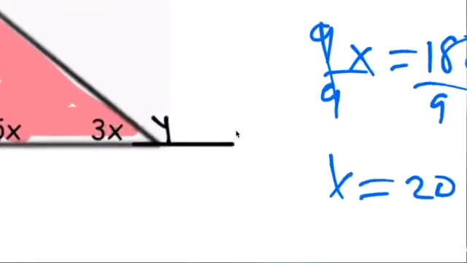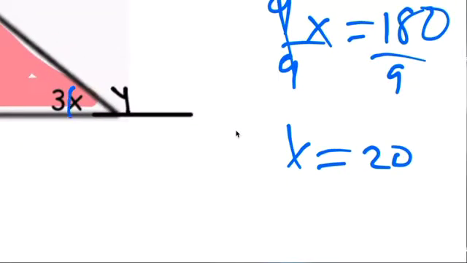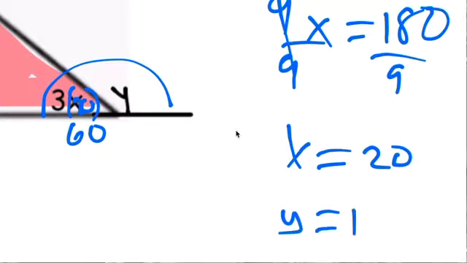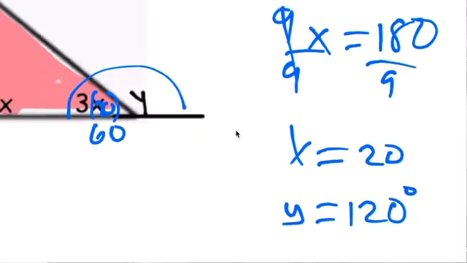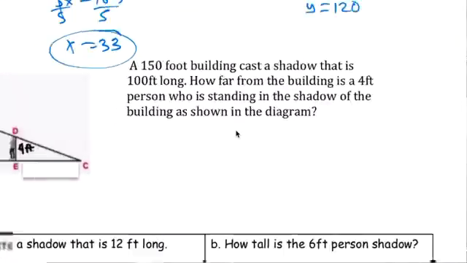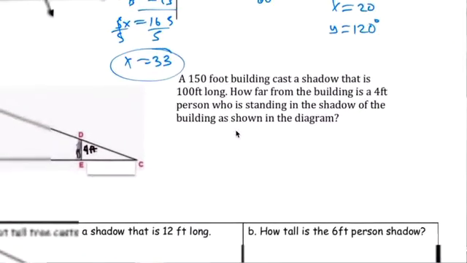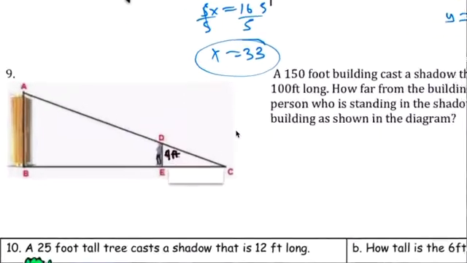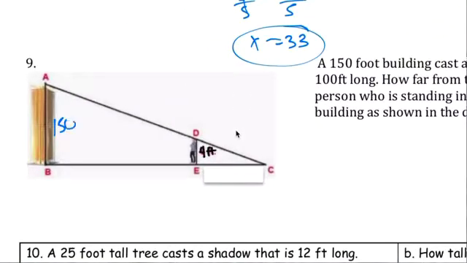If x is 20, let's find y. Okay, this is 20 here, so that's 60. So y has to be 120 to make 180, right? All right, this is 150.